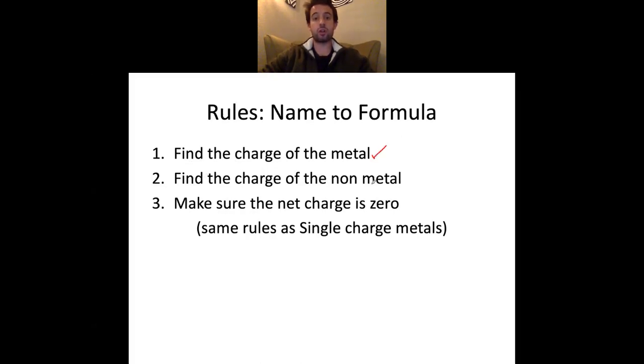Find the charge of the non-metal. You're going to have to look at the ion list, at that negative column, and then make sure the net charge is 0. These are the same rules as single charge metals here, folks. So hopefully this feels good.